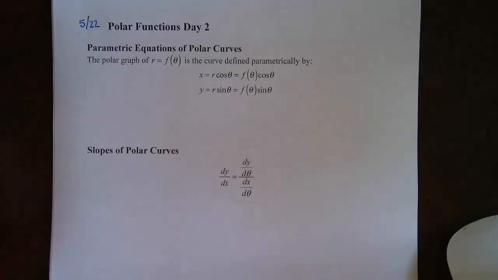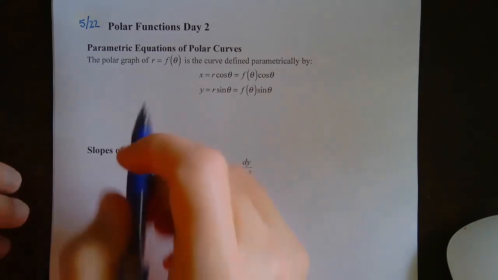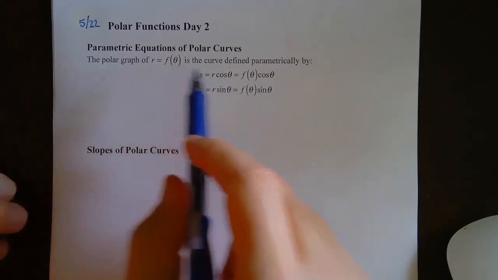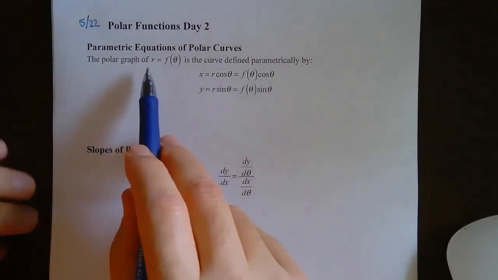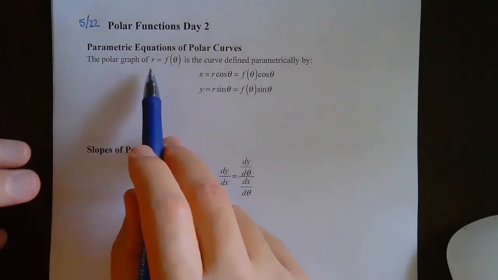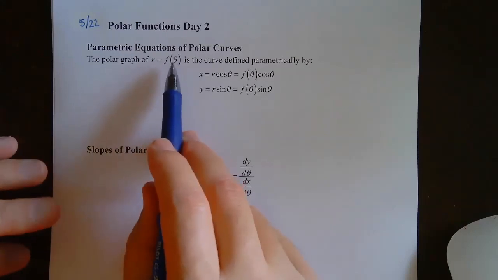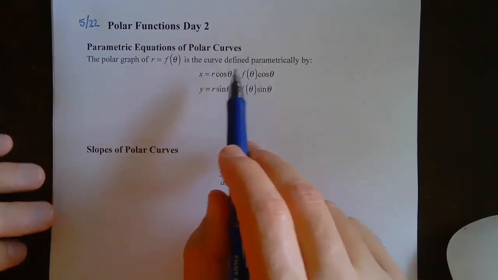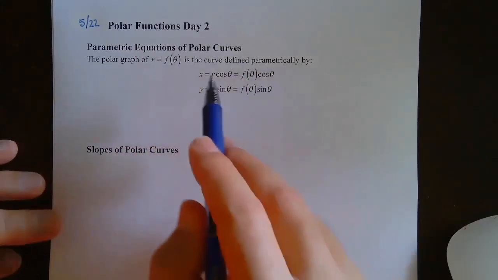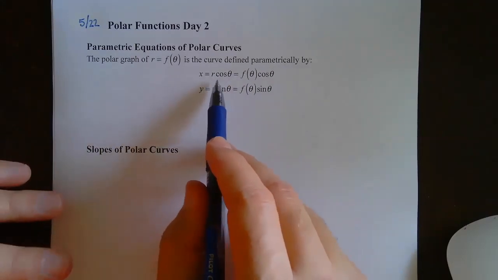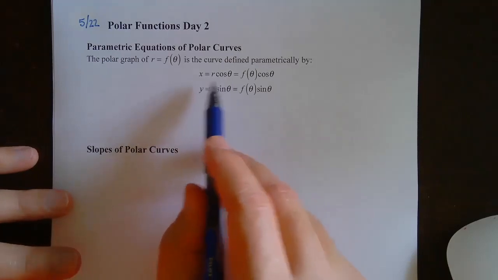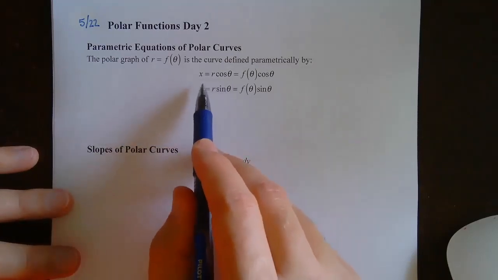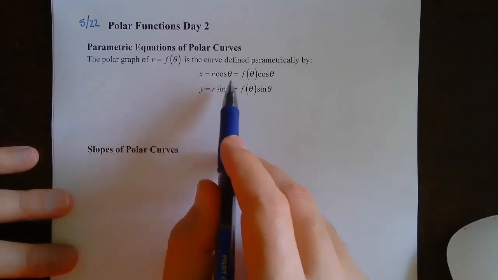So today's our last lesson, and it's polar functions day 2. We're going to write parametric equations of polar curves, because this is going to help us out. A lot of times for a polar graph, we have r is equal to something in terms of theta. And then the curve defined parametrically becomes x equals r cosine of theta. This is just because cosine theta is x over r, so x would be r cosine of theta.